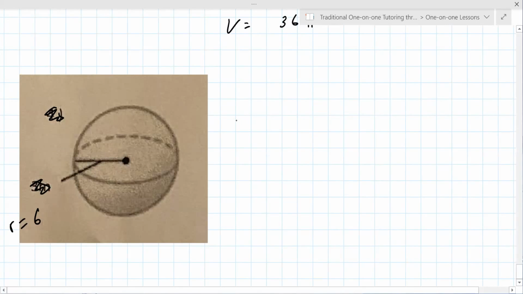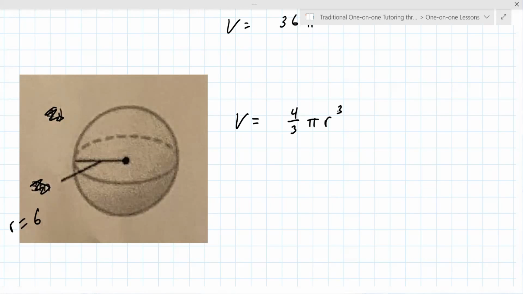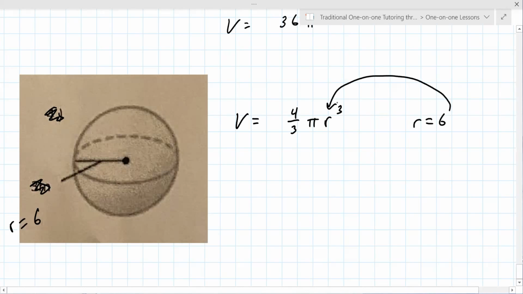Okay, let's assume the radius is 6 now. Volume is 4/3 pi r cubed. So the radius is 6. That means that r is equal to 6. You're putting 6 in for r. Then I don't really know what to do next. I'm sorry. So you're putting the 6 in for r, so you're going to cube it. Cubing means 6 times 6 times 6, so 6 to the power of 3.